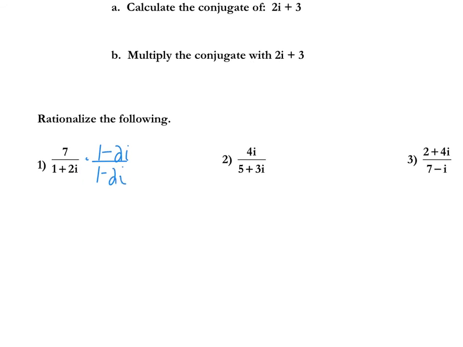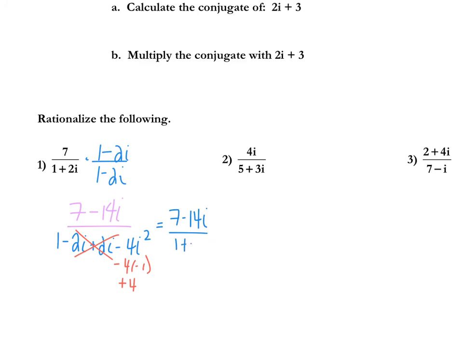Okay, and so that gives me 7 minus 14i in the numerator. And then the denominator is 1 minus 2i plus 2i minus 4i squared. So these cancel out like they should. Simplify powers of i, so that's plus 4. So this gives me 7 minus 14i all over 1 plus 4. So 7 fifths minus 14 fifths i.